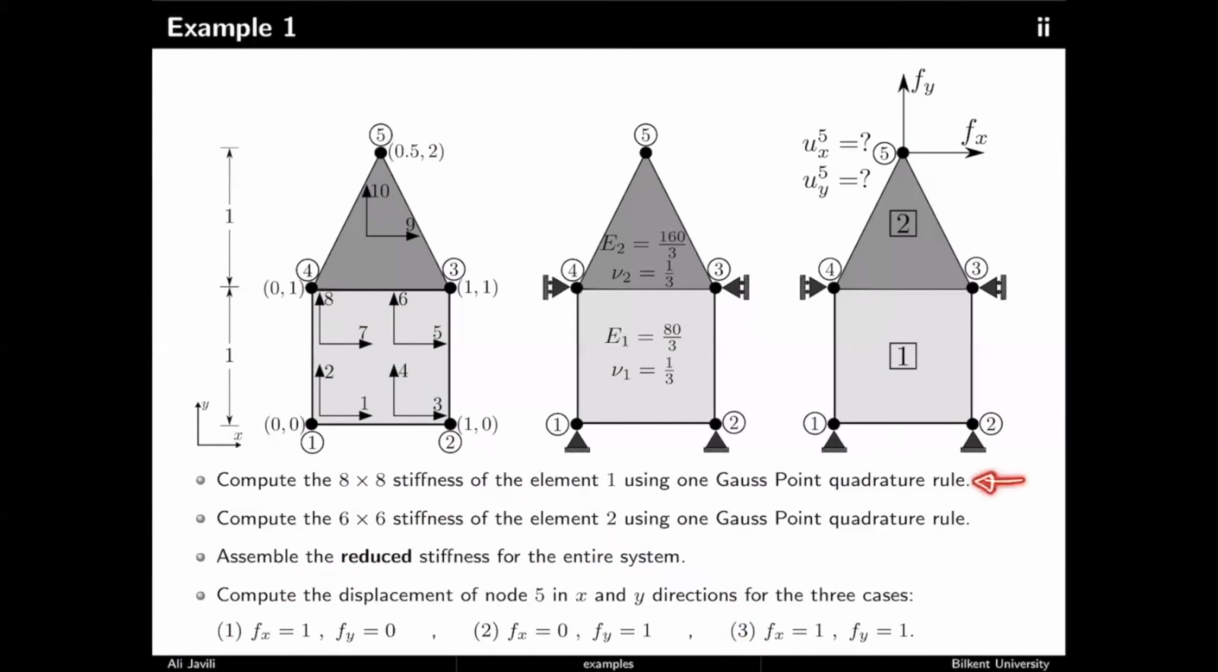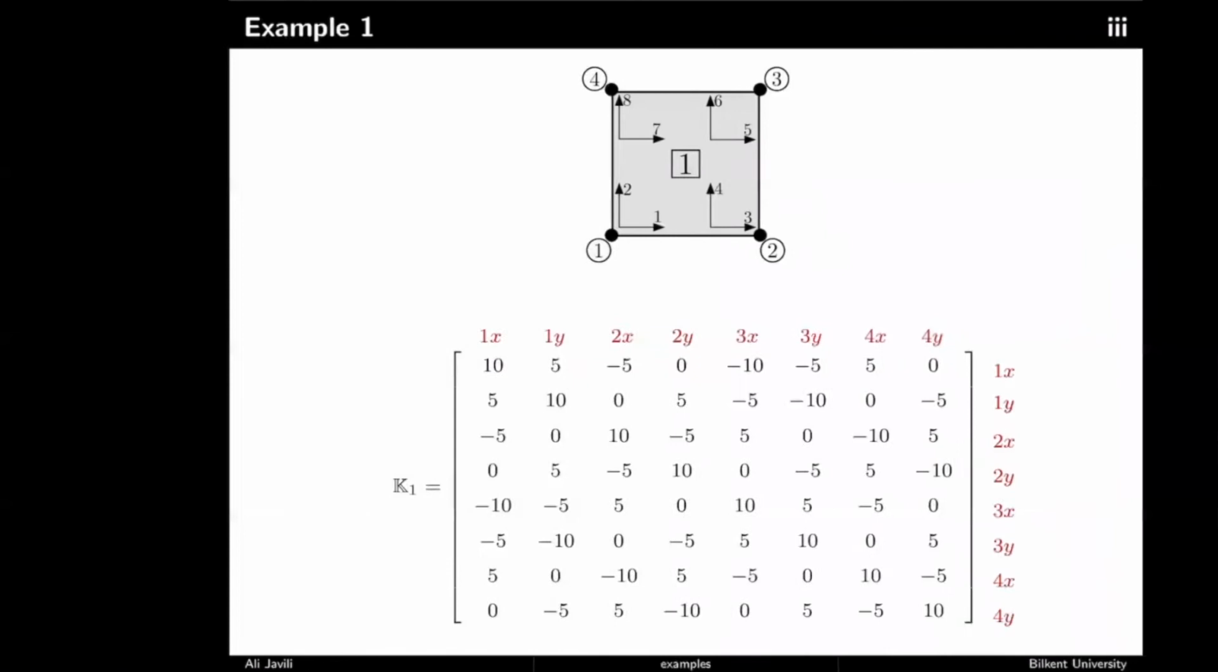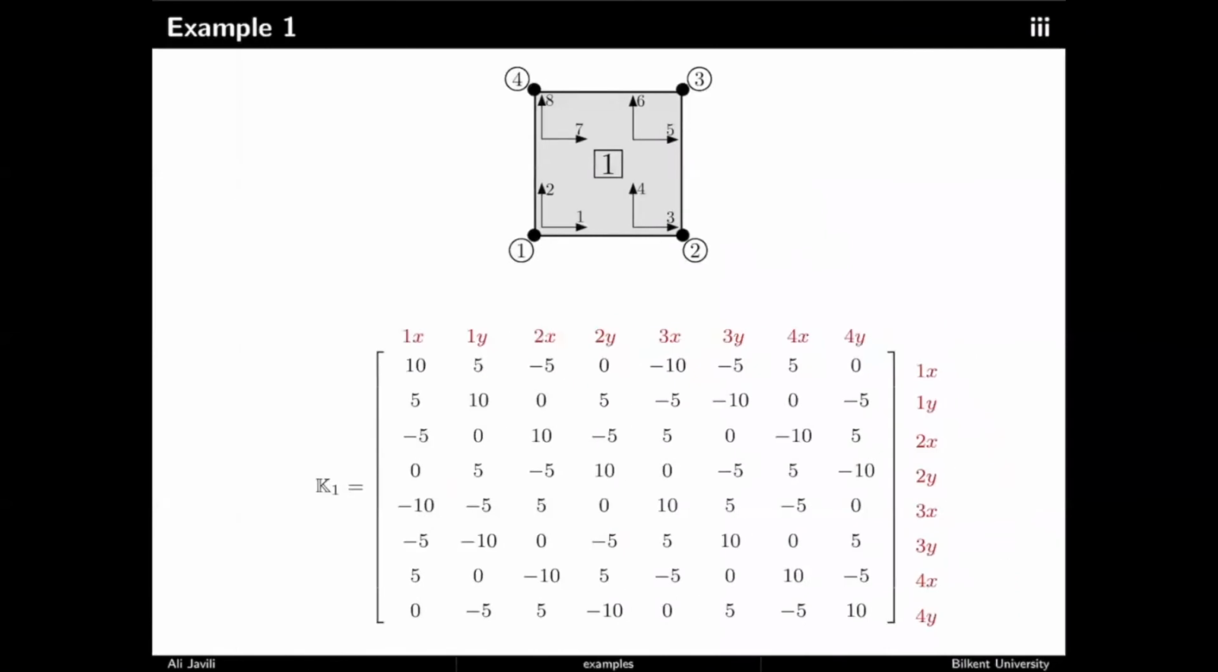Again, the first thing is that you need to calculate the 8 by 8 stiffness for the element. And as I mentioned, this would be your numbering of the degrees. So again, this is 1x, 1y, 2x, 2y, 3x, 3y, 4x, 4y, which in this case would be degrees 1, 2, 3, 4, 5, 6, 7, and 8. Then you calculate this stiffness using exactly what we learned together. So you know how to calculate this.